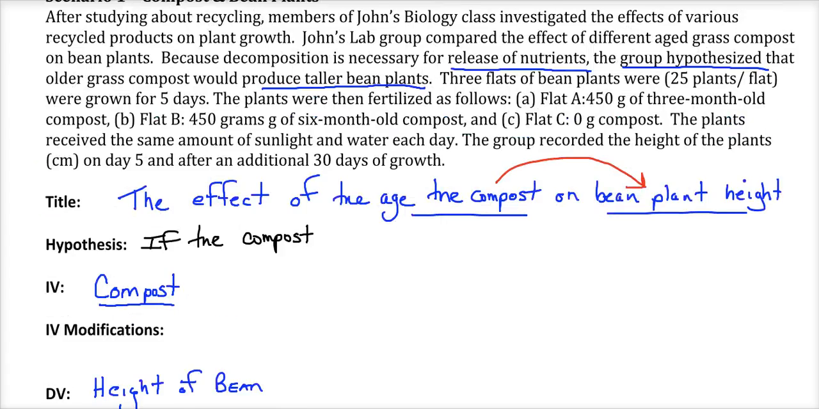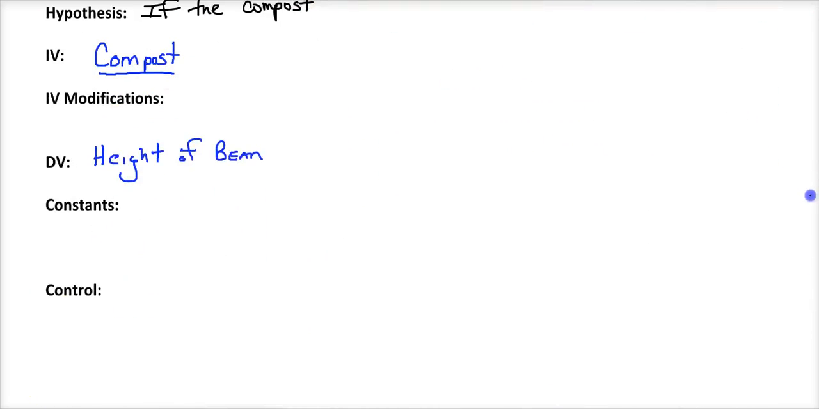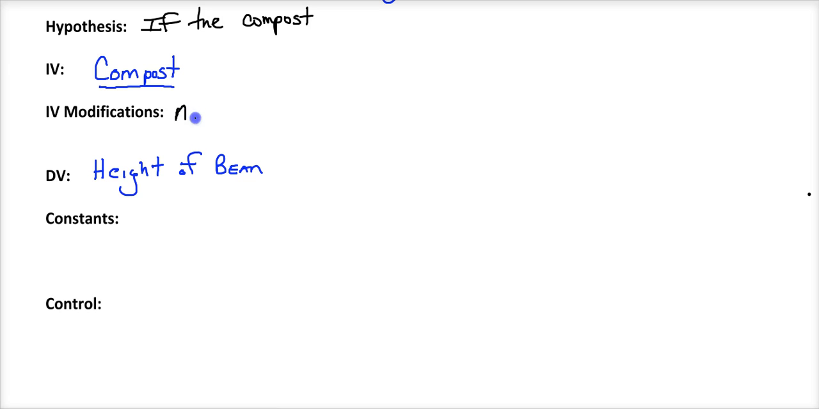Look at the top here. It says what? If the independent variable is modified this way. Well, what's the modification? Let's put that down. Modification is the age of the compost. All right, so if the compost is older, probably say if the compost has been composting a longer time, but is older, the beans will grow taller.